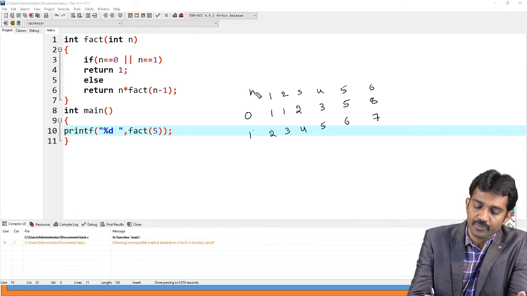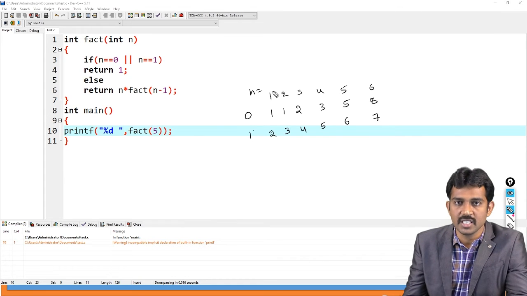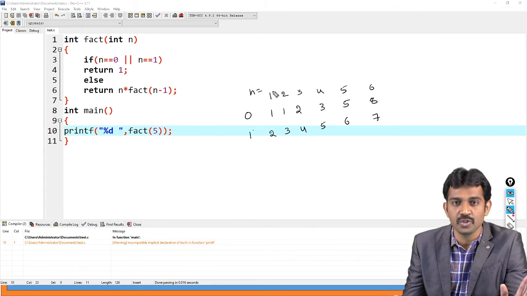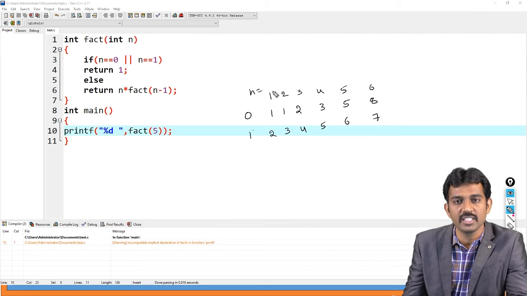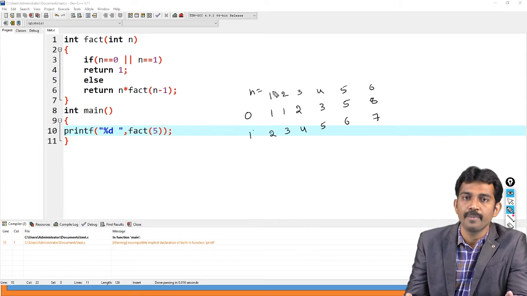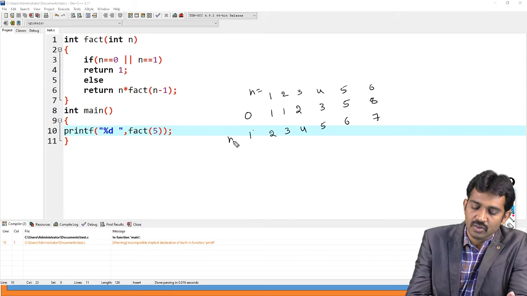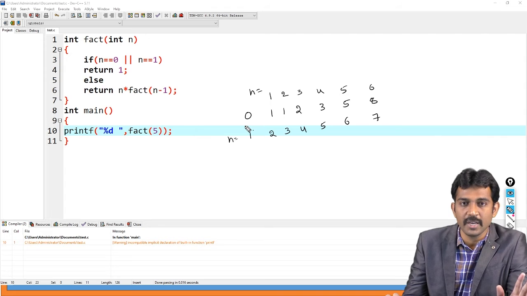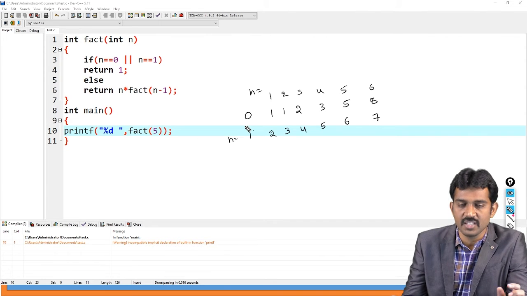This is the n value. Please be careful where they are going to start the first number. The Fibonacci series, sometimes they start with 1, sometimes they start with 0. Here I am going to start with 0. So my n value is 1: for the first place it has a 0 and for the second place it has a 1.